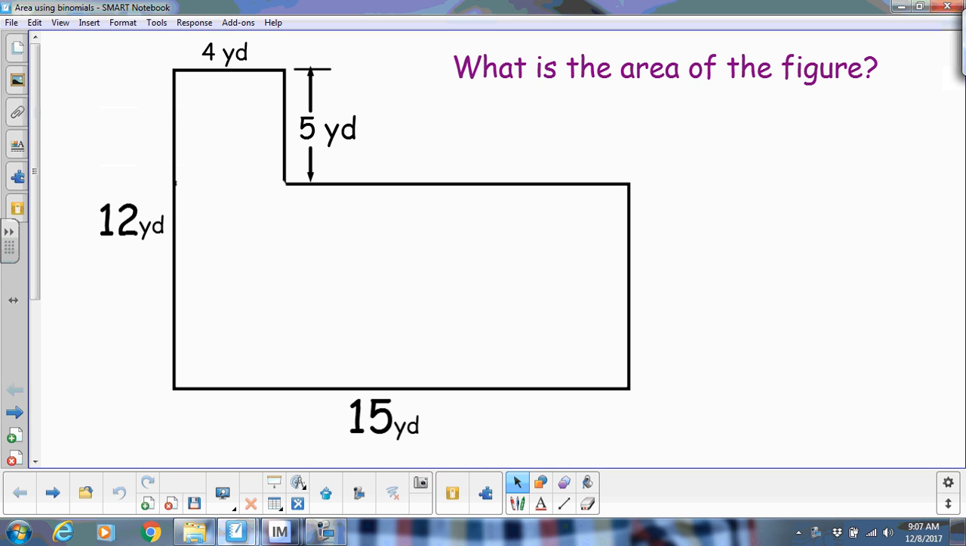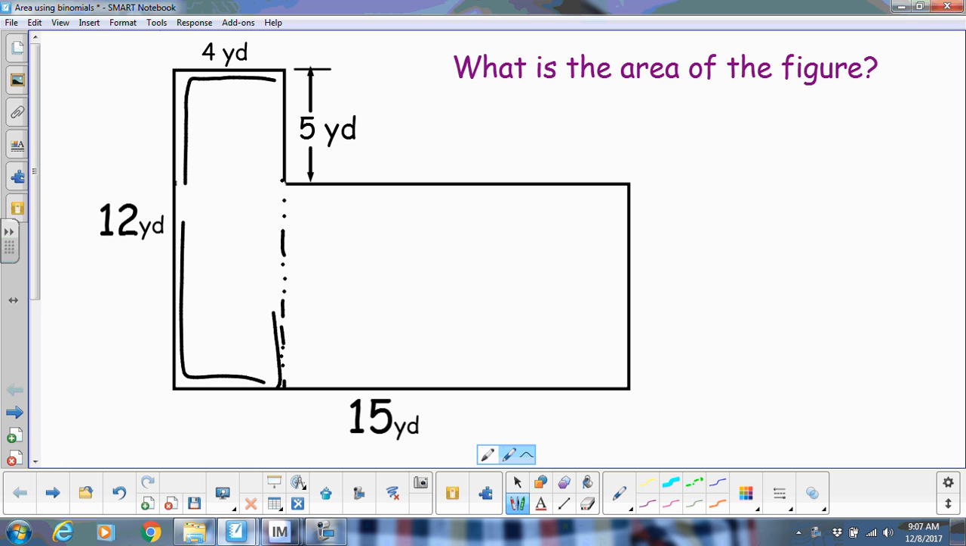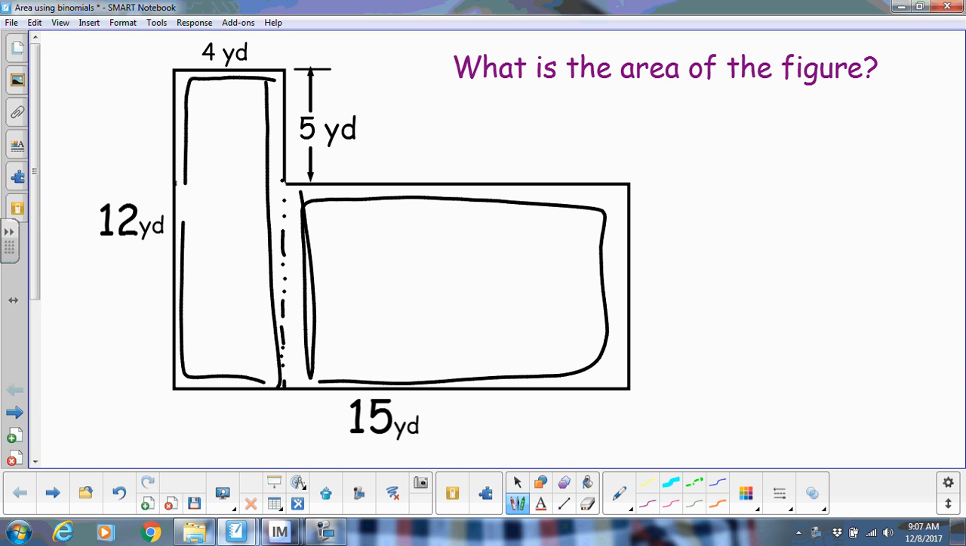Okay, so you've got two options here. You can break this apart two different ways. Okay? For instance, don't do what I'm doing yet. Just pay attention. You could draw a line here, right? And break it into this rectangle and this rectangle, yes?